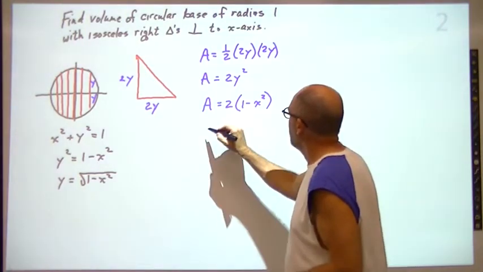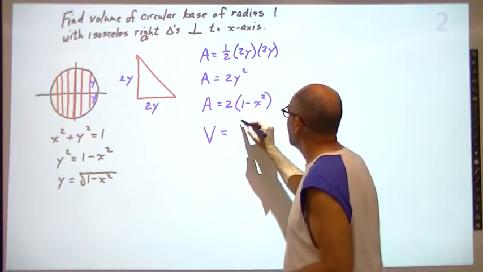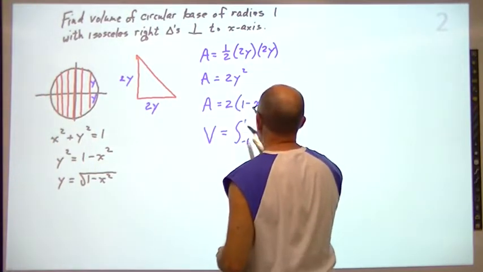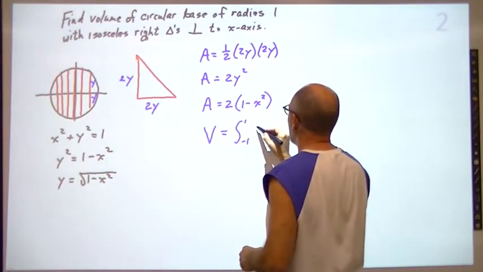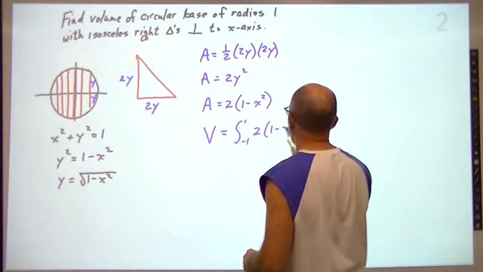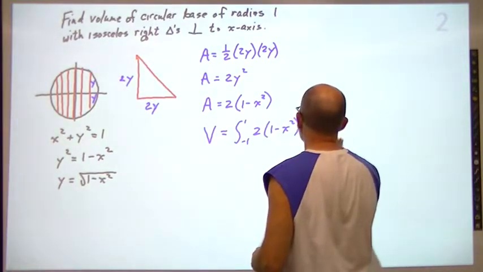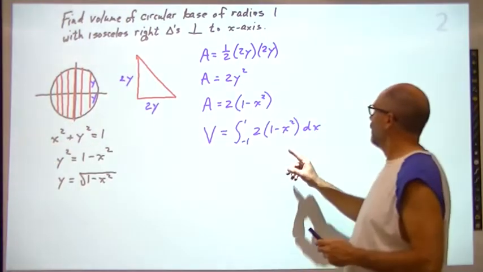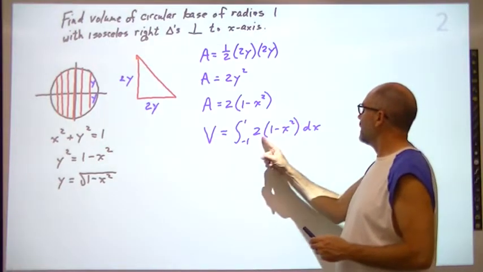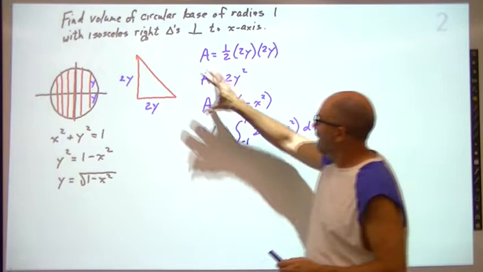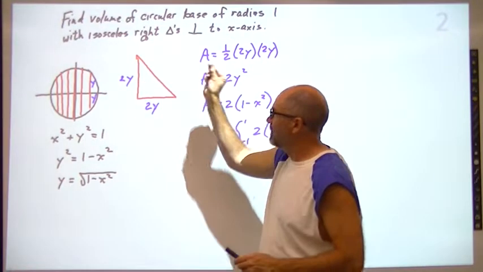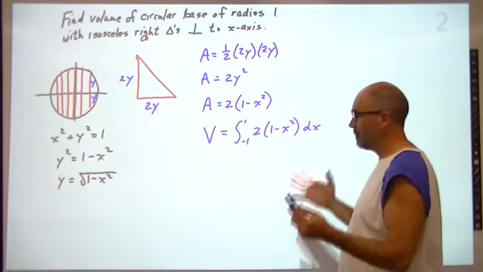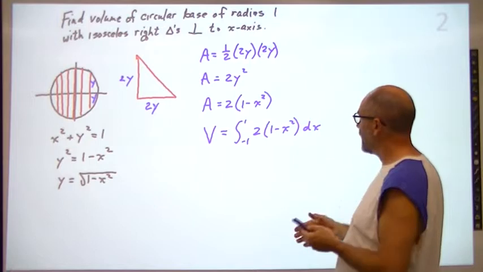Now my volume is just the integral from left to right, -1 to 1, of the area times dx. What we've said is the amount of solid we have here is basically the area times the thickness. So I take the area of every triangle times the thickness of each triangle. The thickness of each triangle is dx. There's my area. Bam, that's it, game over. This is a piece of cake now.